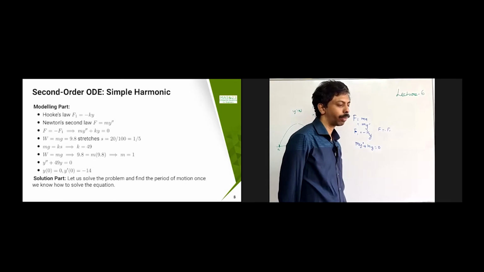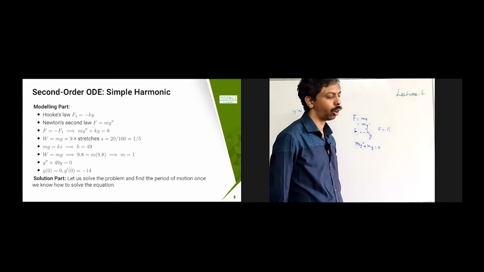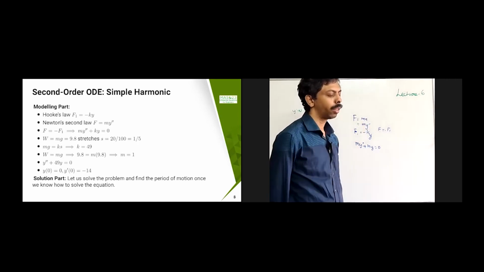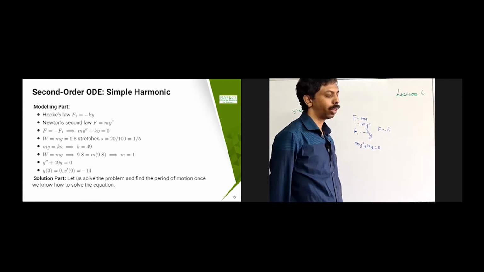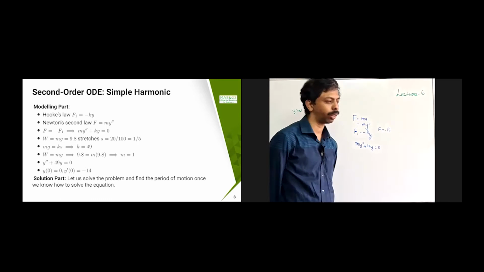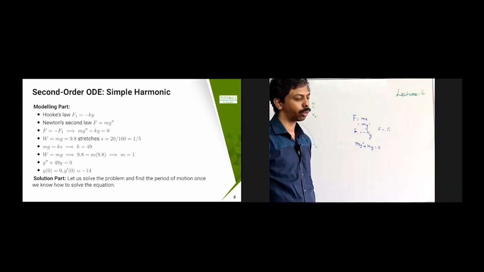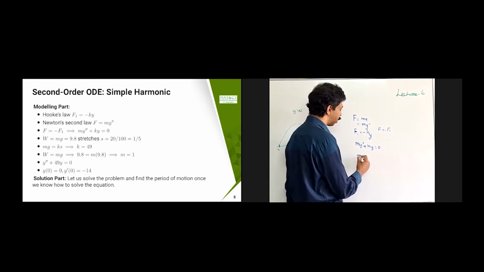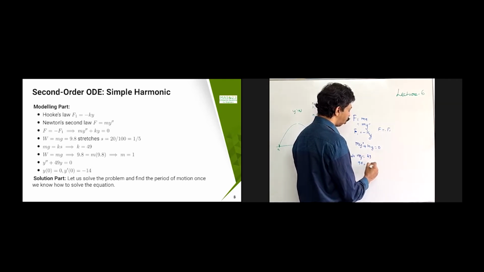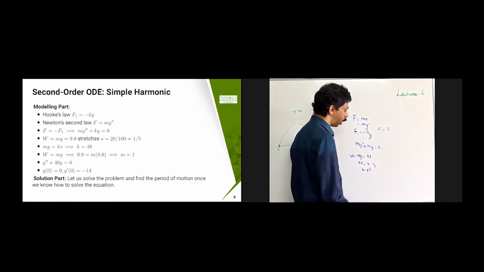And we know that mg equal to ks. Mass into gravity acceleration equals the spring constant k times the displacement, the stretch that happens. S is already known, mg is nothing but W, which is 9.8, and ks is k into 1 by 5. Therefore k is going to become 9.8 into 5, that is 49.